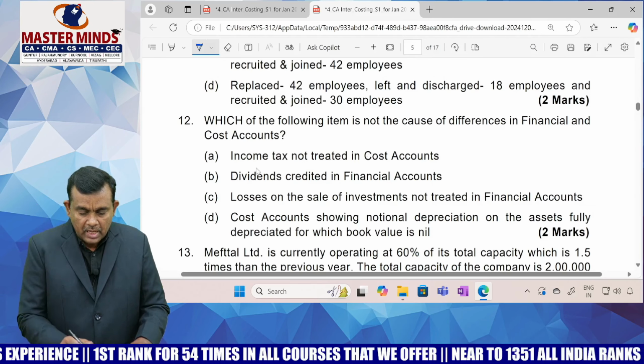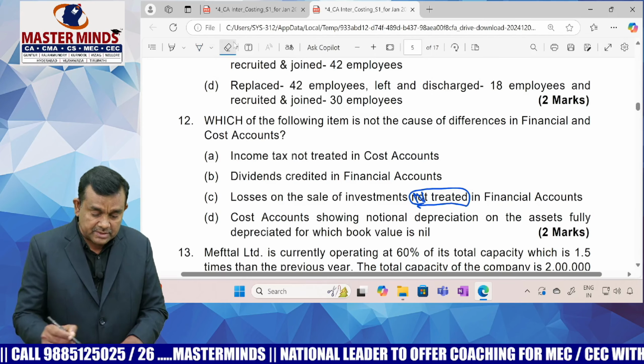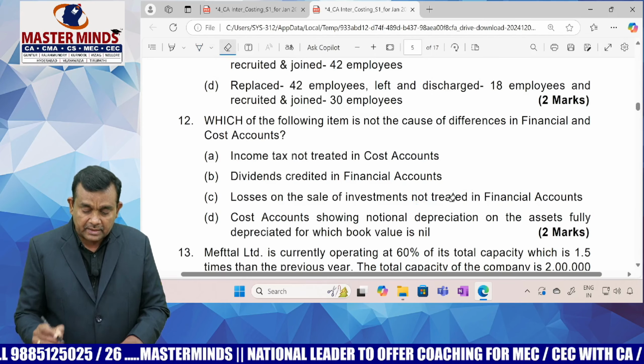Loss on the sale of investments not treated. Not treated sir. This item is not the cause of difference sir. Suppose loss on the sale of investments treated in financial accounts, that is a cause of difference between financial and cost accounts, but it is clearly mentioned not treated. So answer is C sir. Next, 13th.